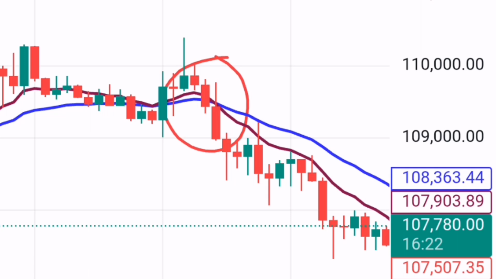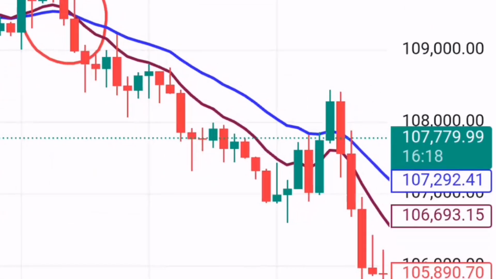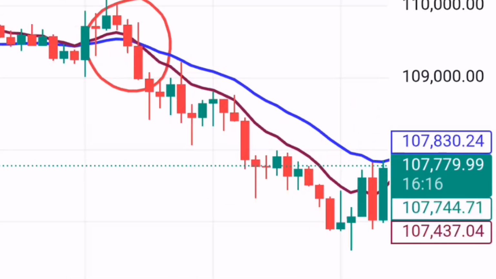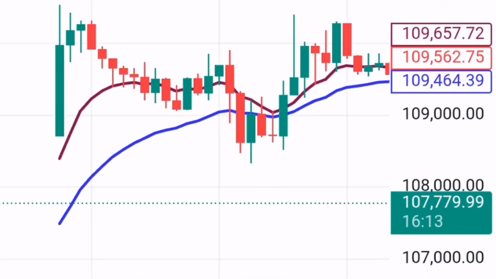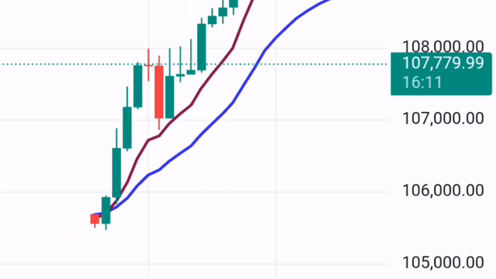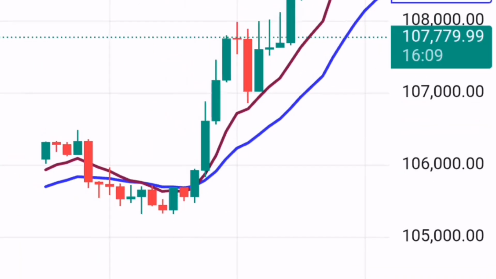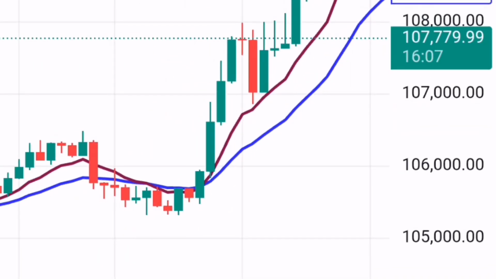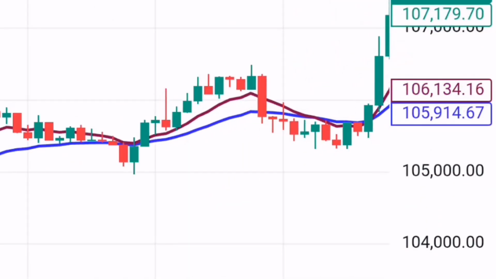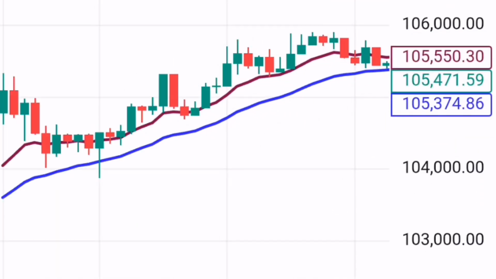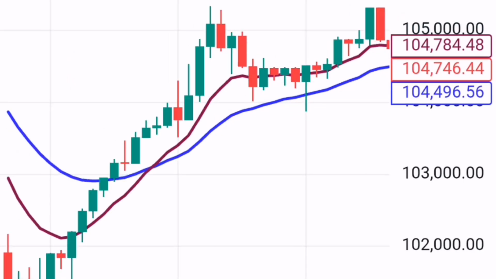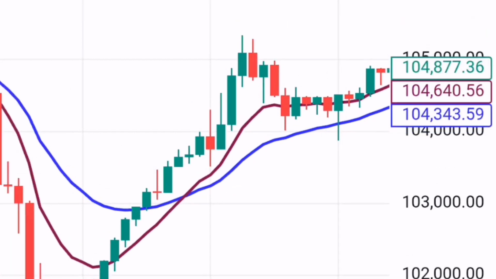Common mistakes beginners make and how to avoid them. Mistake 1: entering trades without confirmation. Waiting for both EMA crossover and RSI confirmation avoids false signals. Don't rush to enter just because EMAs cross. Mistake 2: ignoring stop losses. Always set your stop loss. Trading without a stop loss is gambling, not trading.